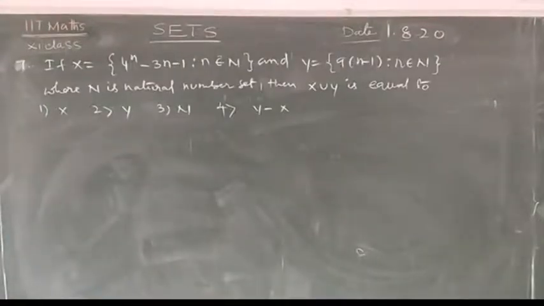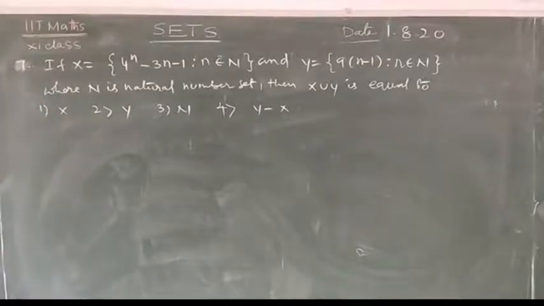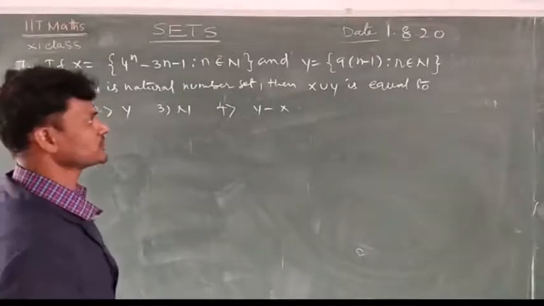Okay, next problem. If X is equal to the set of 4 to the power n minus 3n minus 1 such that n belongs to N, and Y is equal to 9 into (n minus 1), n belongs to N, where N is the natural number set, then X union Y is.